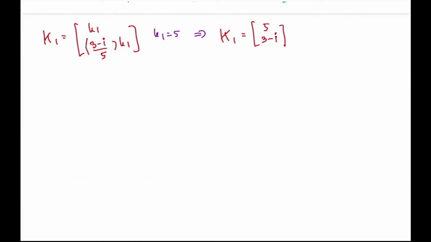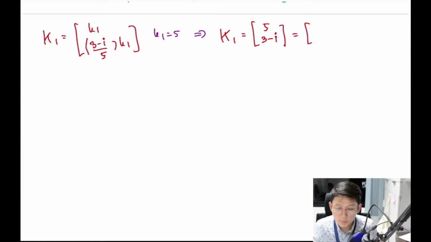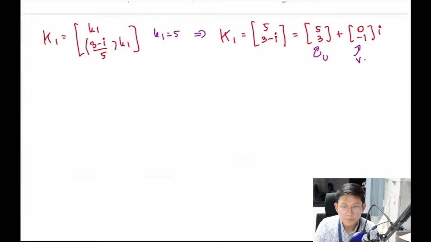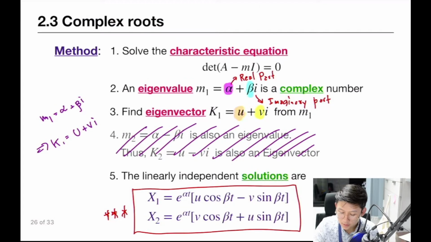i. Okay, and then we can split that into real part and imaginary part. So the real part would be 5 and 3. The imaginary part would be 0 and minus 1 i. Okay, and we call this vector u, and we call this v. Don't forget here, K1 is u plus vi.